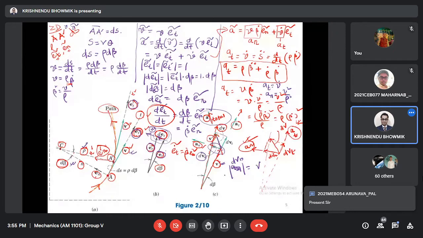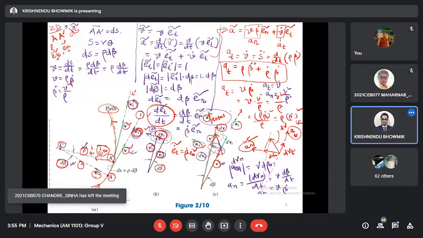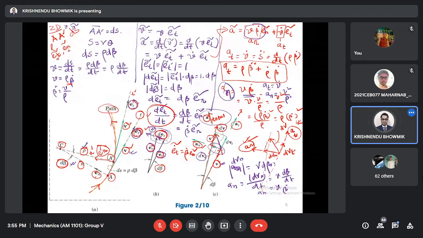This dvn will be v. Here it is dv, s equal to r theta, dv equal to v d beta. And An will be the magnitude of dvn by dt, that is v d beta dt, so v beta dot. An, that one also we have shown here. Sorry, this was n, I made a mistake. So An was this. This An was v beta dot.